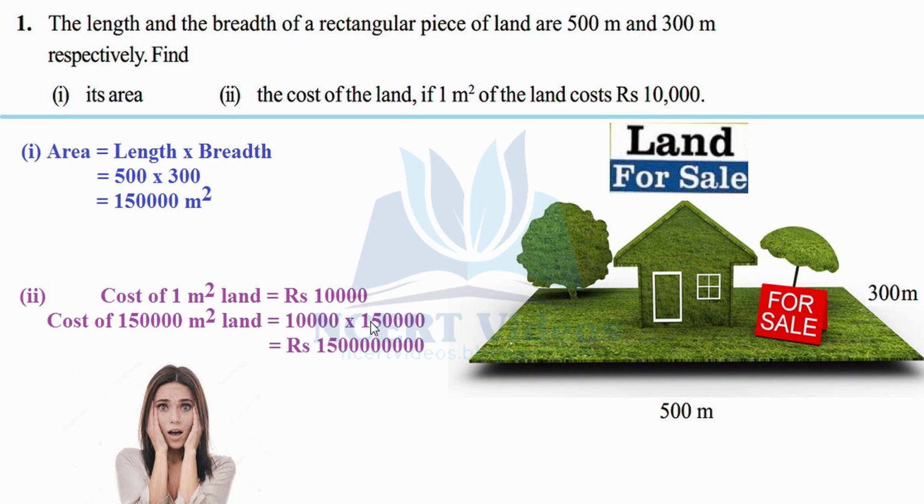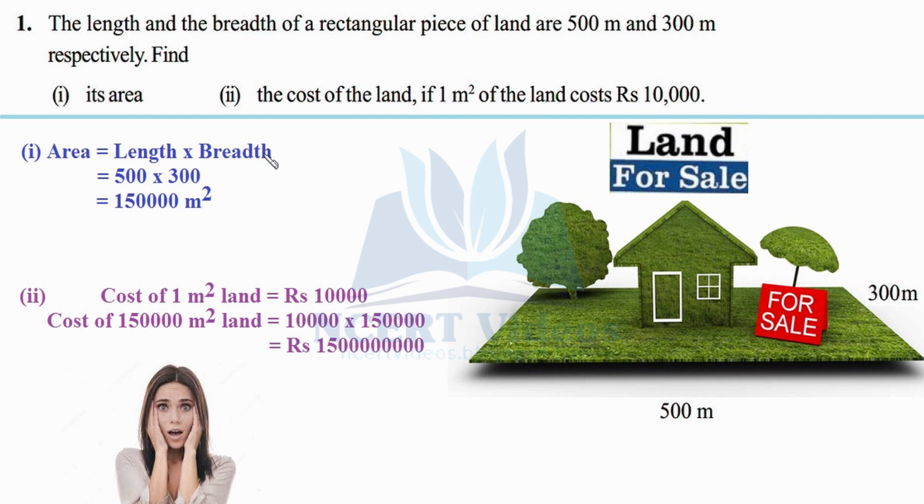Now just write 15 into 1 is 15. Count the number of zeros: 1, 2, 3, 4, 5, 6, 7, 8. Just fix them. So this much amount of money is required by the client in order to get this land from the owner. So how much is this money? If you count it, it is 150 crores.